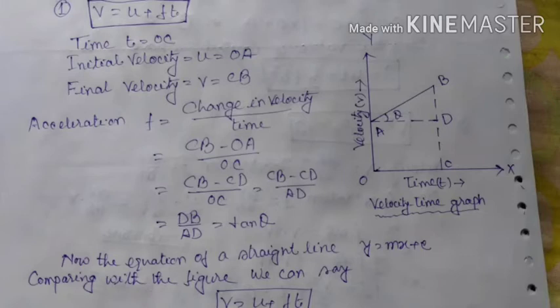Now the first equation, v is equal to u plus ft. To prove this, we have to consider a velocity time graph where time is represented along the x-axis and velocity is represented along the y-axis. The graph is shown in the figure. According to the figure, time t is equal to OC, initial velocity u is equal to OA, final velocity v is equal to CB. Now the acceleration f is equal to change in velocity by time, that is CB minus OA divided by OC. According to the figure, CB minus CD divided by OC is equal to BD divided by AD, that is BD by AD is equal to tan theta.